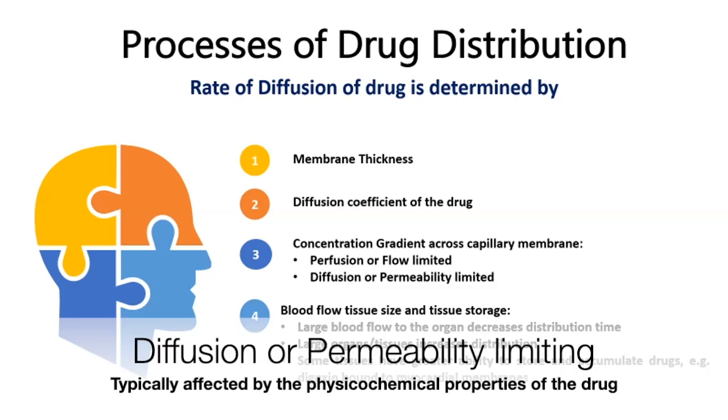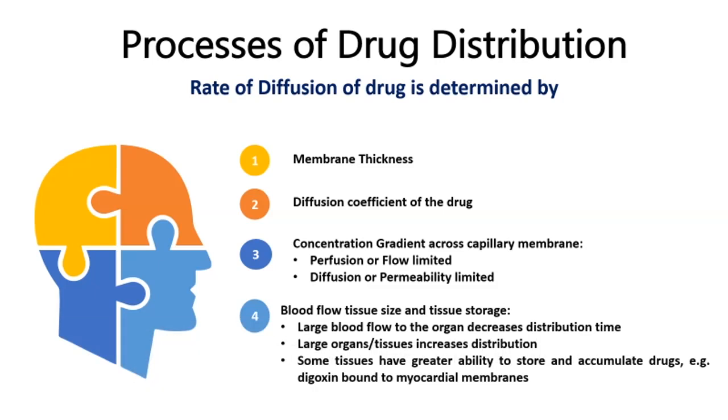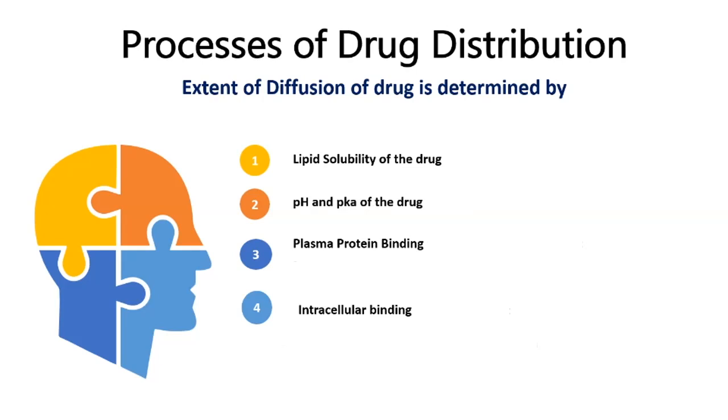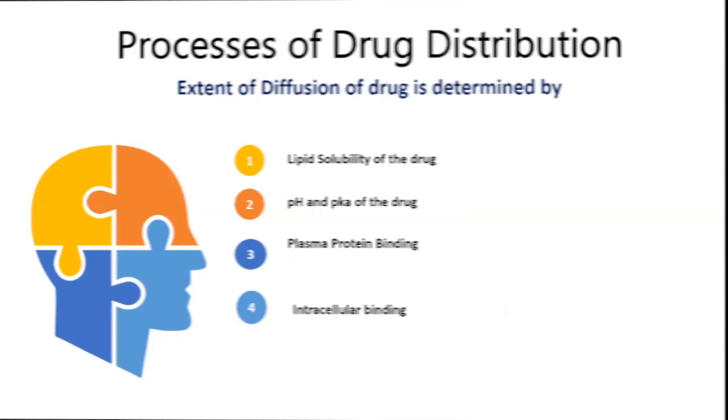The distribution is diffusion or permeability limited, and this may be as a result of the physical chemical properties of the drug. It's just going across very slowly, either because one, it's too big, or two, it is not lipophilic enough. So the extent of diffusion of drug is determined by one, the lipid solubility of the drug, two, the pH or pKa of the drug, whether there is plasma protein binding, and if there is intracellular binding.